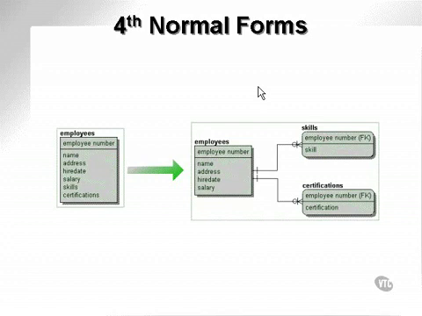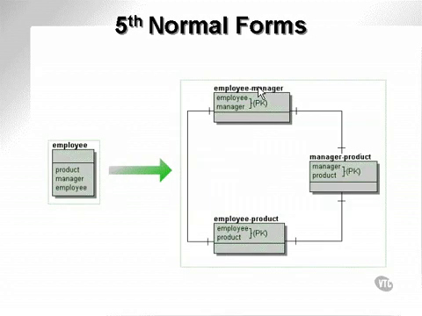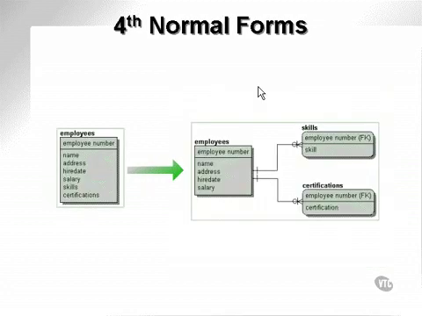Now for fourth and fifth normal forms. Fourth normal form, this is an example, and this is an example of fifth normal form. Technically, in published definitions of normalization, fourth normal form is described as being intended to separate multi-valued facts in single tables into multiple tables.